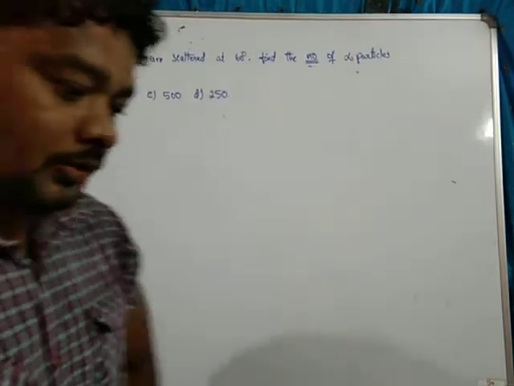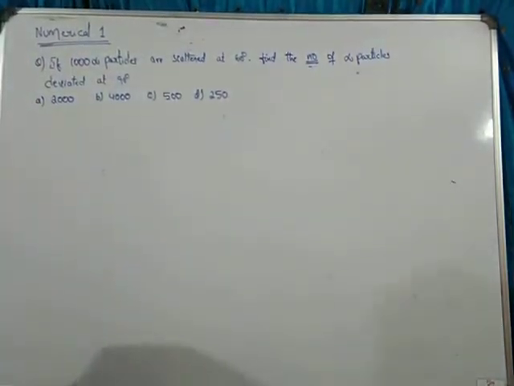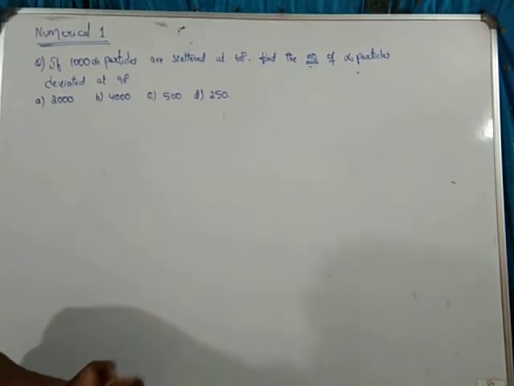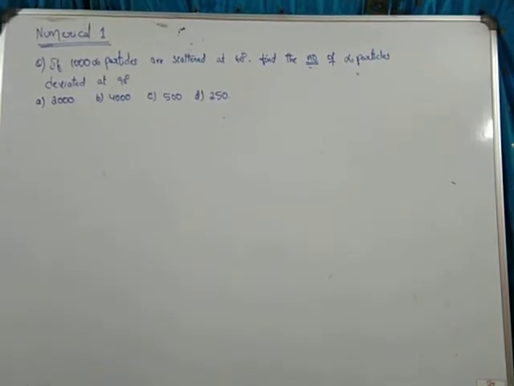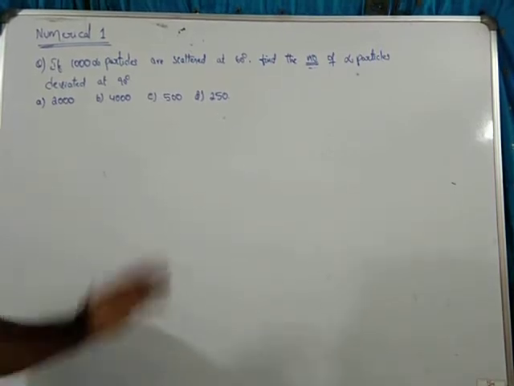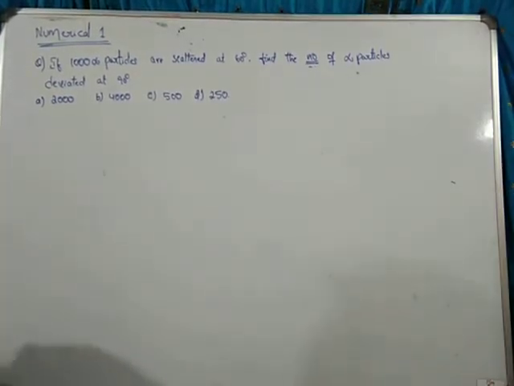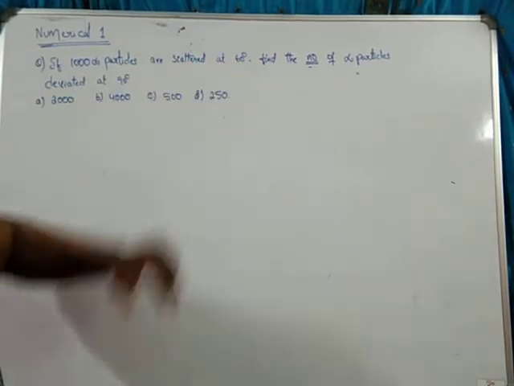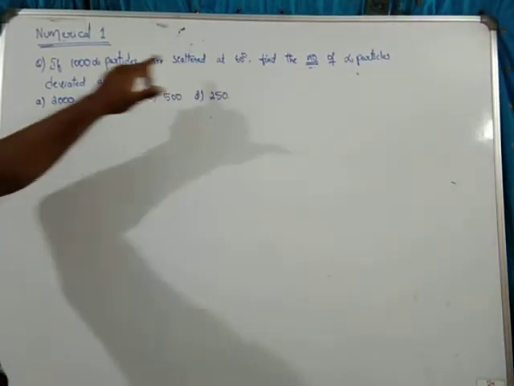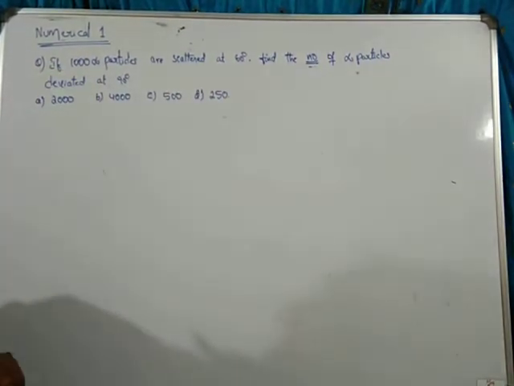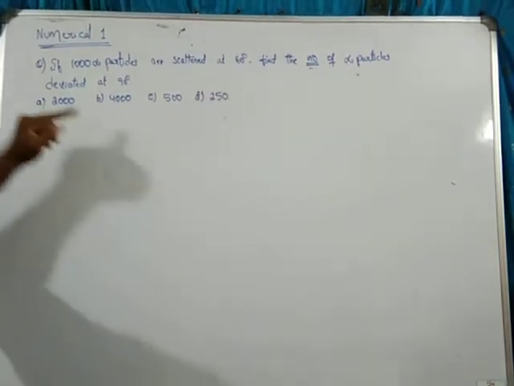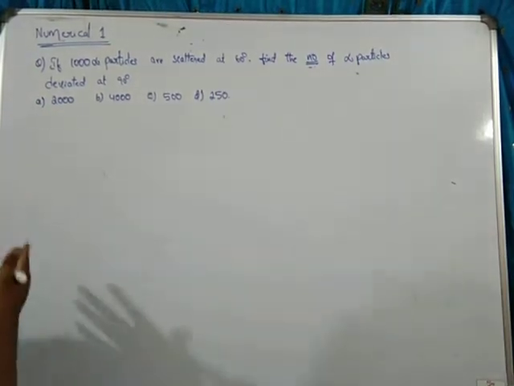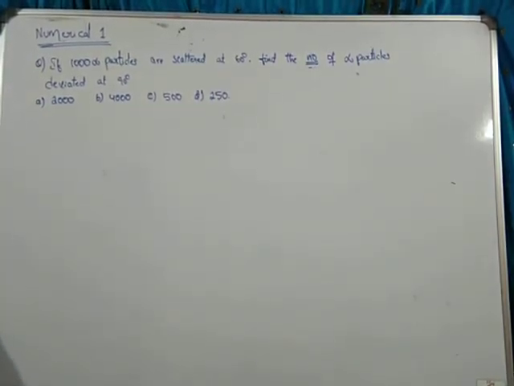So already we looked at some observations and conclusions of Rutherford. At the end we have one formula to calculate the number of alpha particles scattered for different angles. Here we have the first numerical. The question is: if 1000 alpha particles are scattered at 60 degrees, find the number of alpha particles deviated by 90 degrees. We have options 2000, 4000, 5000 and 250.